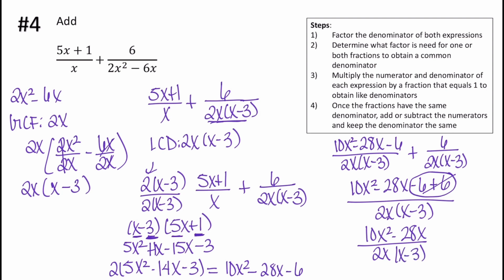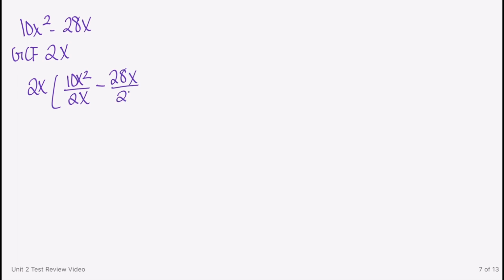So what we need to do now is factor that numerator to make sure that it can't be simplified any further. So we have 10x squared minus 28x. We have a GCF, right? We can factor out a 2 and we can factor out an x. So we have 2x times 10x squared over 2x minus 28x over 2x.